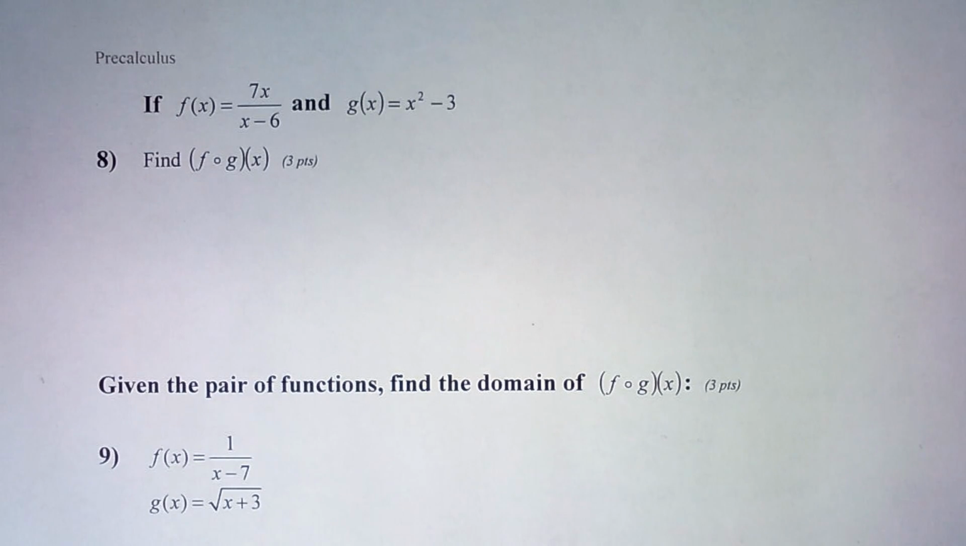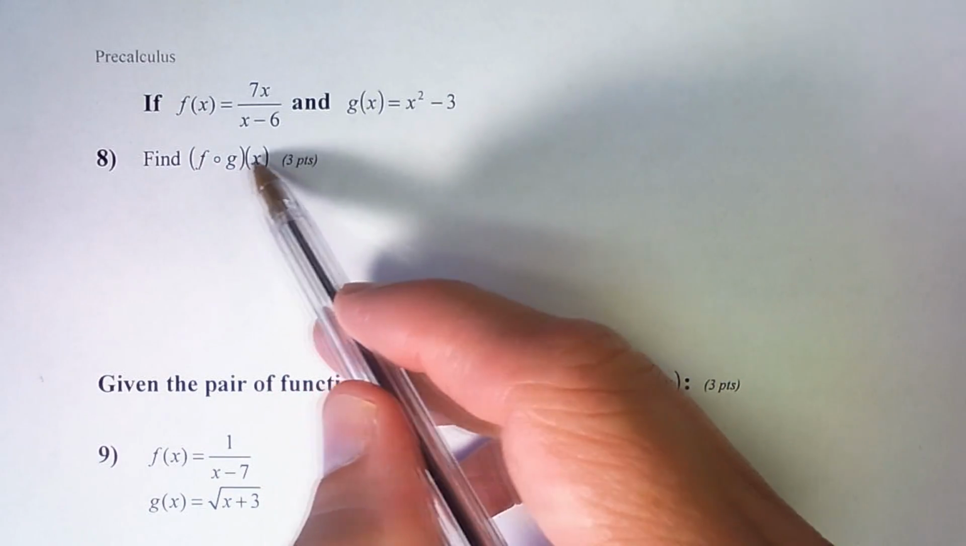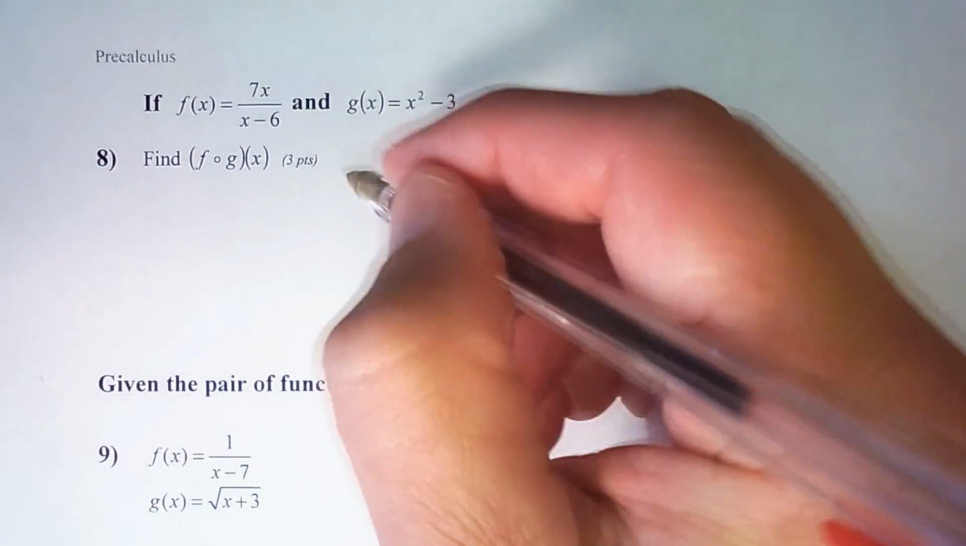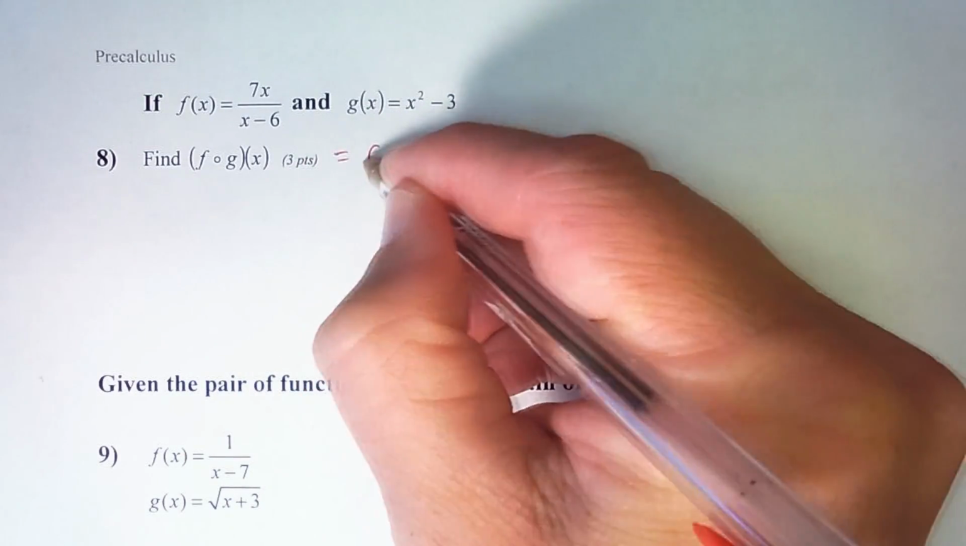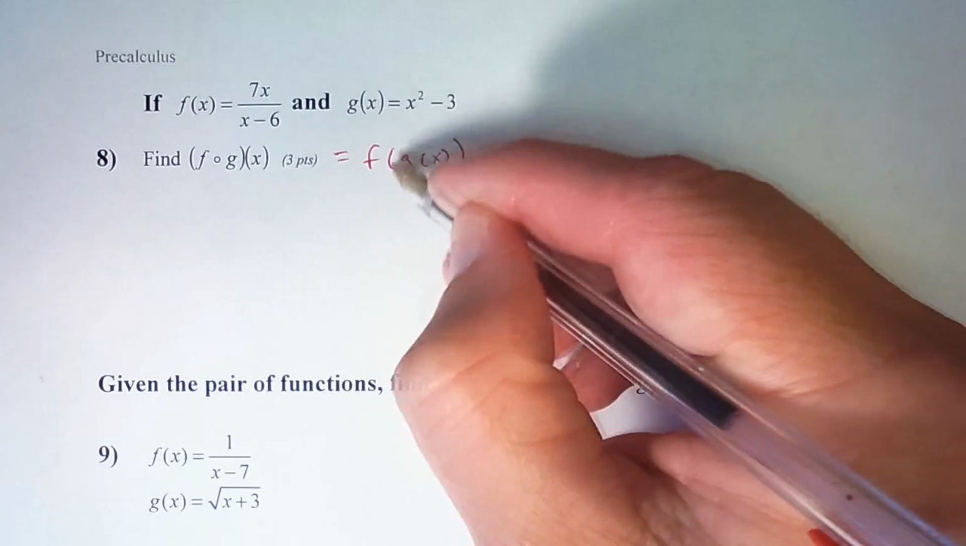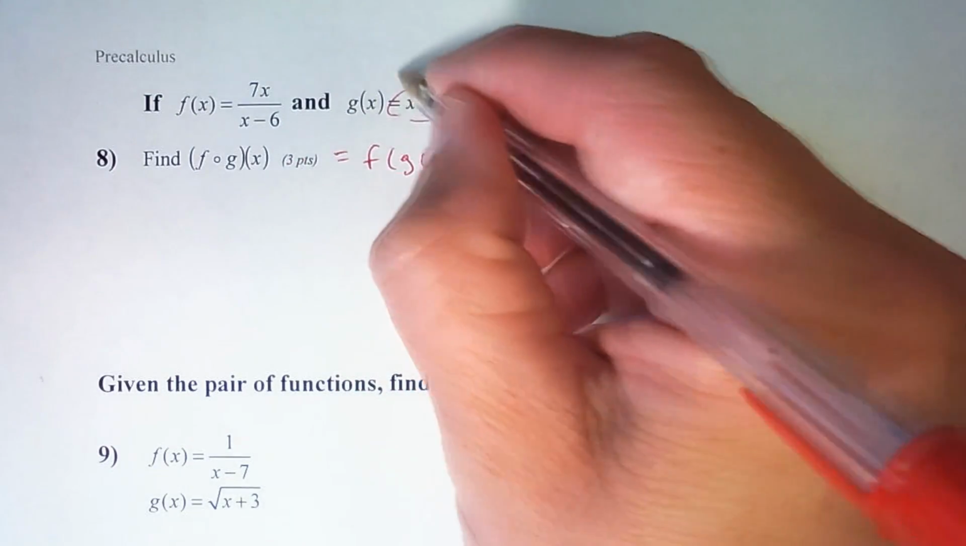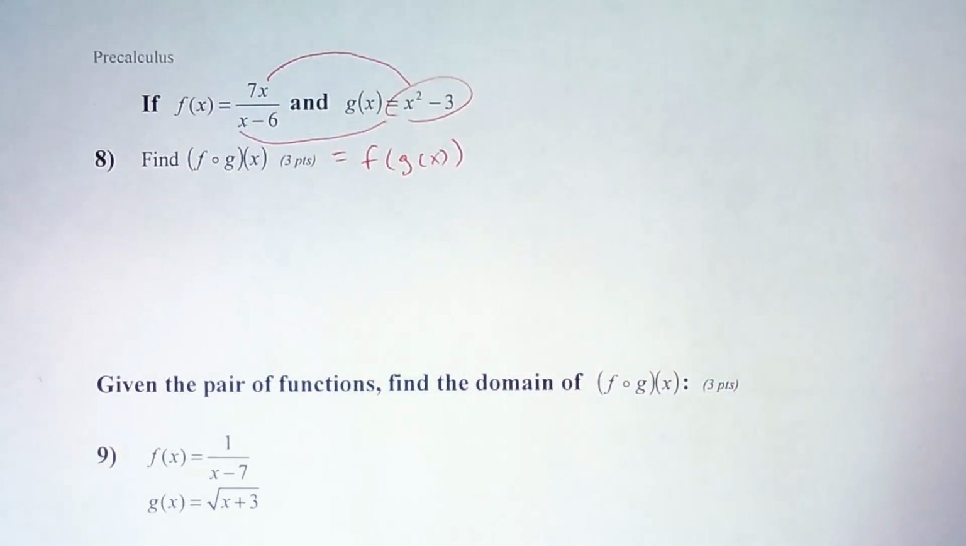All right, on to page 2 of our review. We start with find f of g of x. That can also be written like this, f of g of x, which means I'm taking g of x and putting it into f of x, here and here.